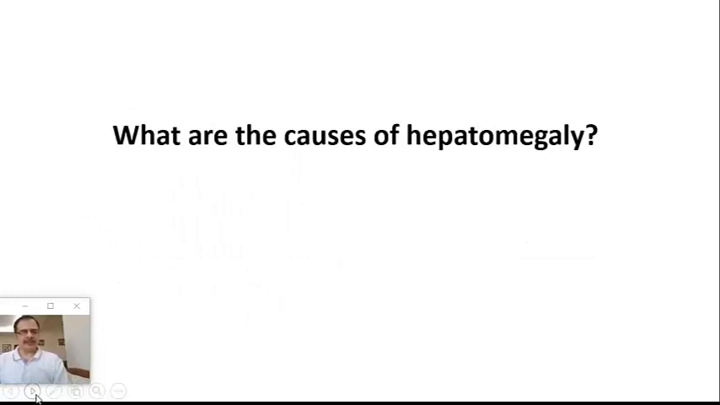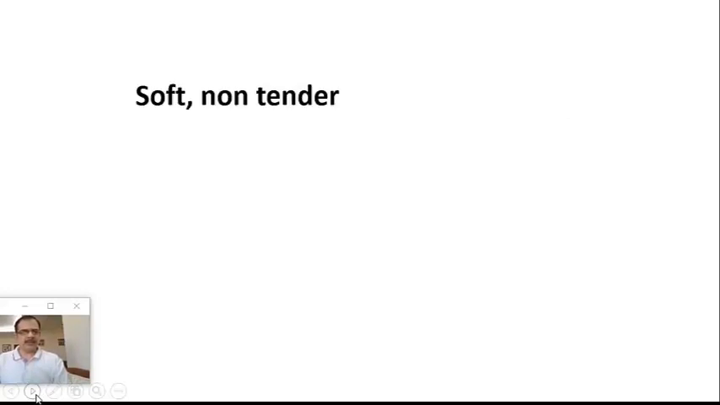Now the next viva question will be: what are the causes of hepatomegaly? In our patient, the liver was enlarged. Normal span of the liver is 12 to 14 centimeters. So what are the causes of enlargement? The causes of enlargement depend on whether it is a tender, soft or hard liver.